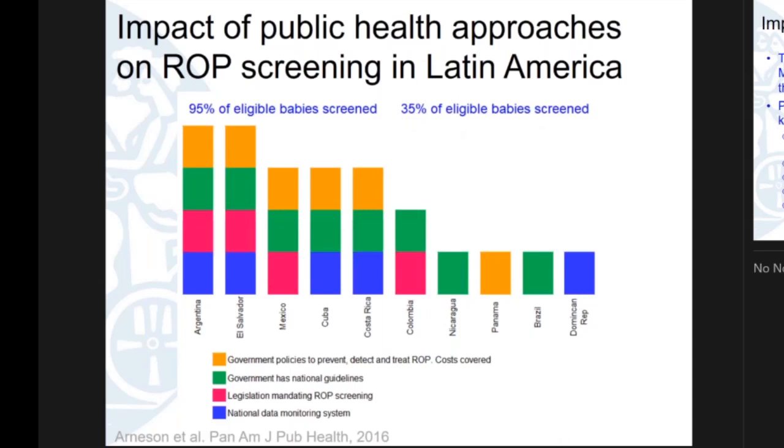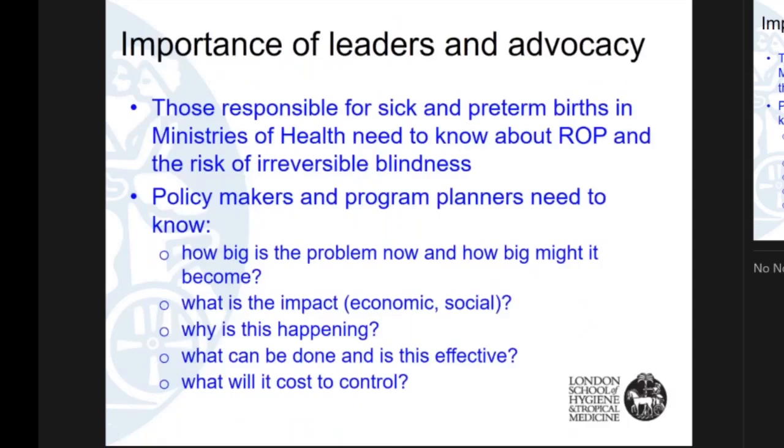Leadership is very important for advocacy, and certainly in Argentina, we know that a group of neonatologists and ophthalmologists were absolutely instrumental in reversing RoP as a really major cause of blindness in that country. And policymakers and program planners need to know how the problem is now and how it's likely to get bigger in the future, and what's the impact on children and parents, and the economic impact. Why is this happening and what can be done, and is this effective? And we know that screening and treatment are highly effective, and what will it cost to control?